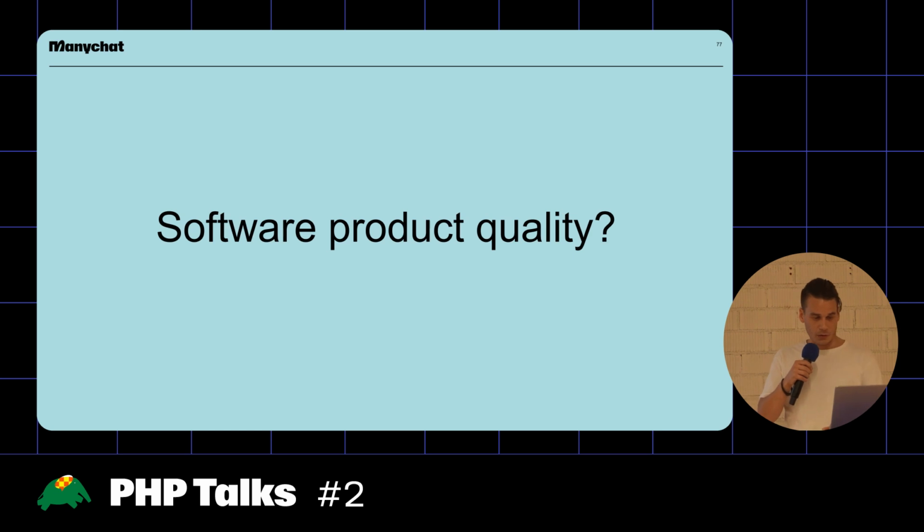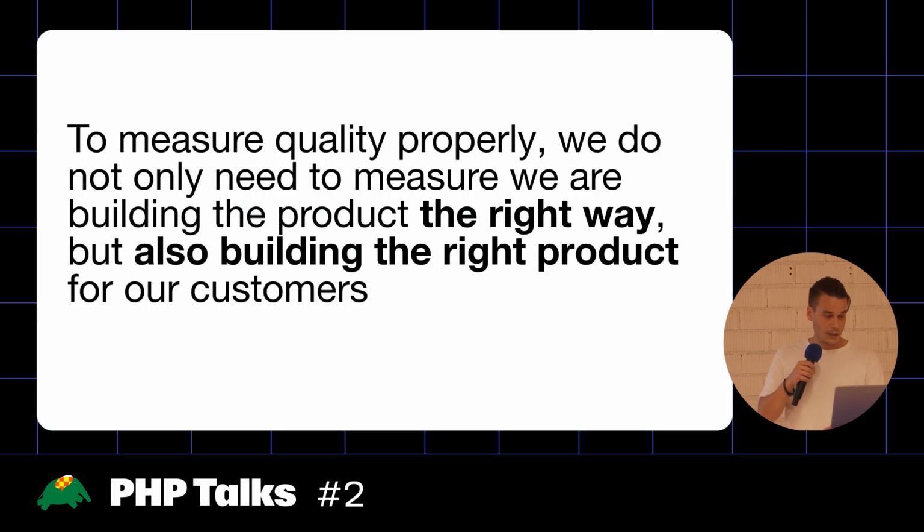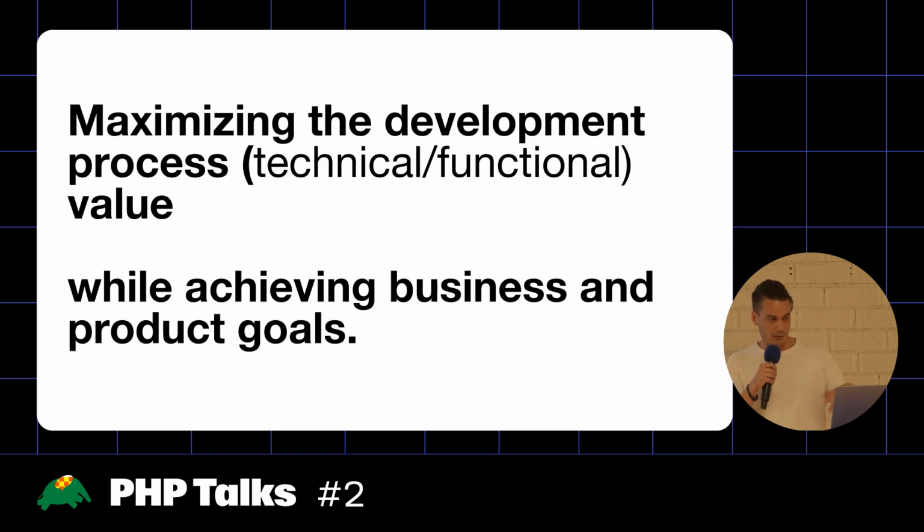Before we start, let's take a look at what we actually mean when we are talking about software quality in general. Of course, to measure it properly, we need to measure not only that we're building the product the right way, but also that we are building the right product for customers. Because it's not only about technical value, maximizing our development process value, but it's about achieving the product goals, and supporting our customers in achieving their business goals.